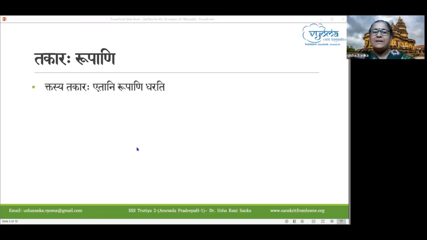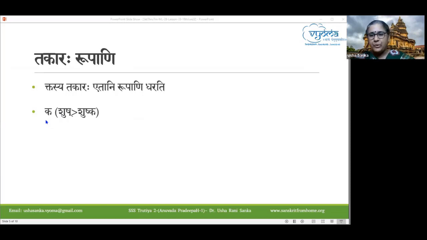Then how many rupas? This is a very interesting thing for me. This is how I look at Sanskrit. This is how I look at a language. This is how I work with them. Something very interesting for me I'm trying to present to you all. So this is what I asked you: how many forms do you find of the ta? At least 8 forms I found.